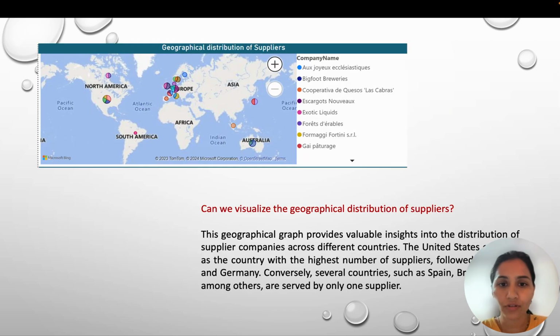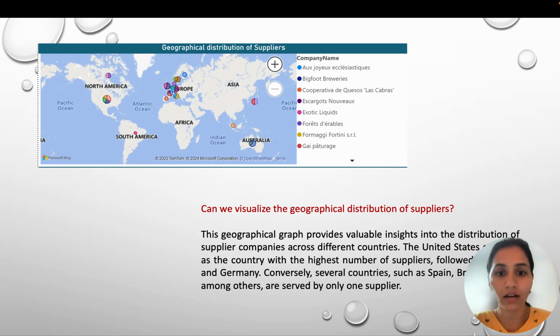Now the last question of Power BI is, can we visualize the geographical distribution of suppliers? For this one I have created a map chart for better visualization. In this graph, we can see the company name, which represents the supplier, according to their countries. From this graph we can see that the United States has the highest number of suppliers.